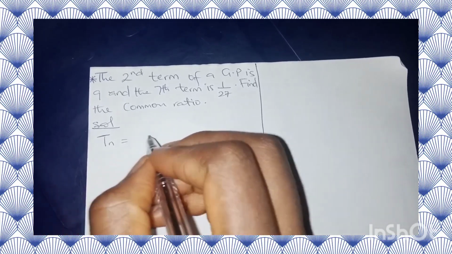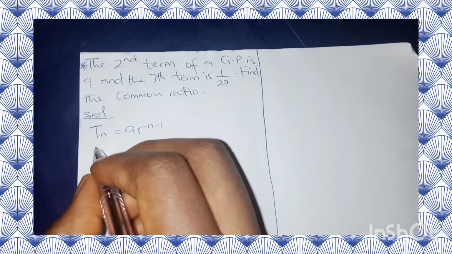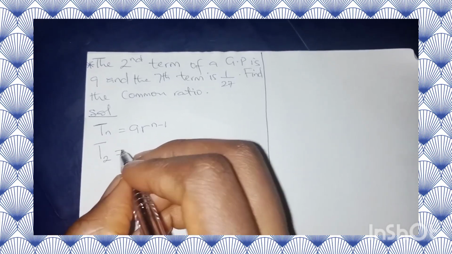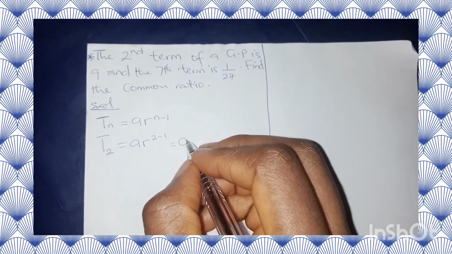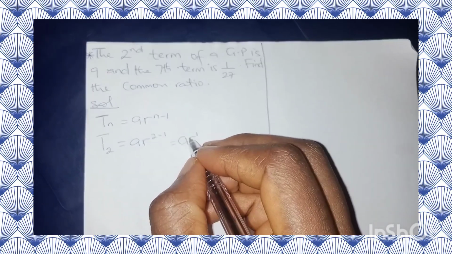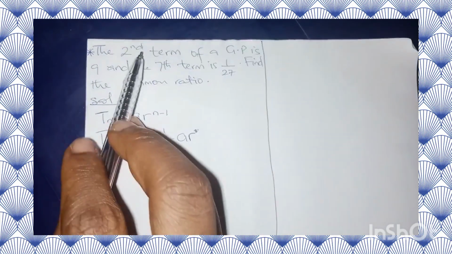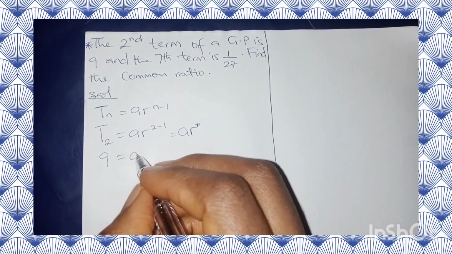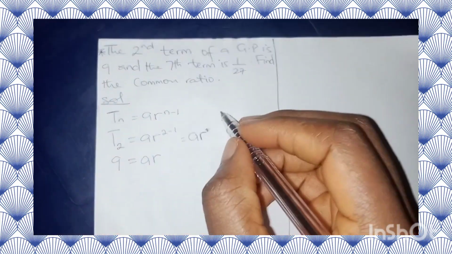So we'll be looking at some examples on geometric progression. We have this question. The second term of a GP is 9 and the seventh term is 1 over 27. Find the common ratio. So we write down our formula, which is Tn equals AR raised to the power n minus 1. Now we get the second term, which is T2 equals AR.